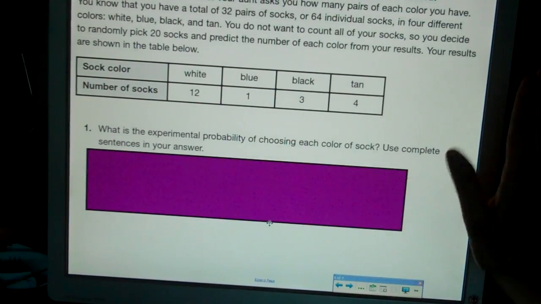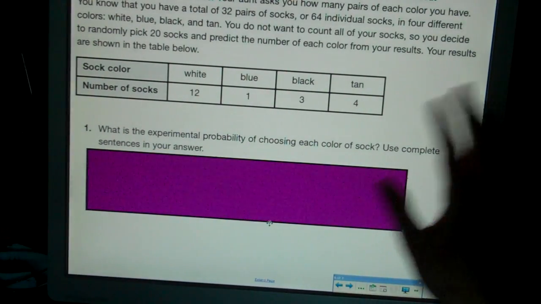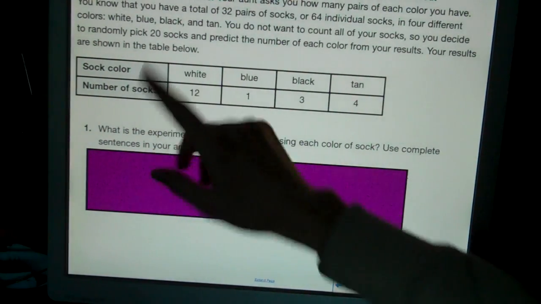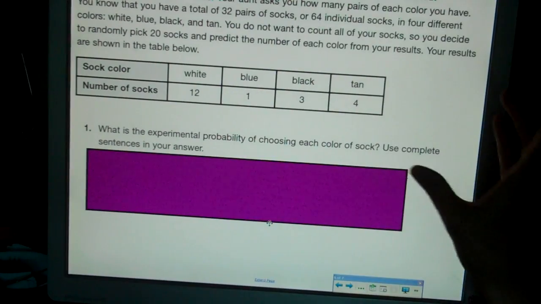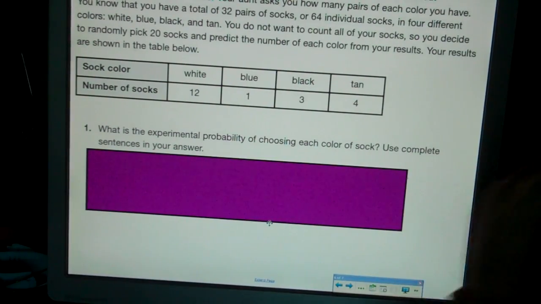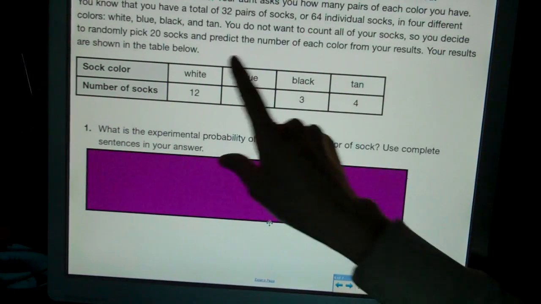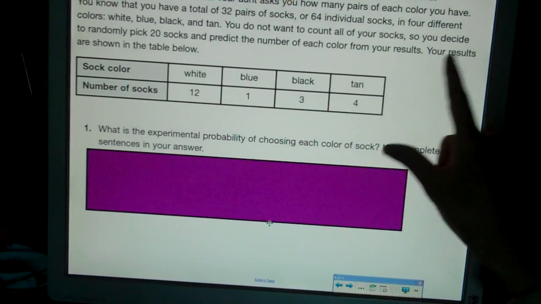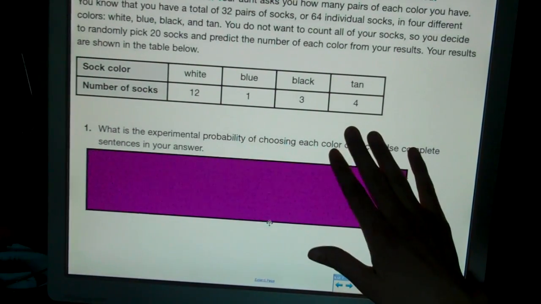You do not want to count all of your socks, so you decide to randomly pick 20 socks. Okay, so you don't know how much of each one you have. You just know you're going to reach in your drawer and pick 20 times, and predict the number of each color from your results. And here's your table shown below.